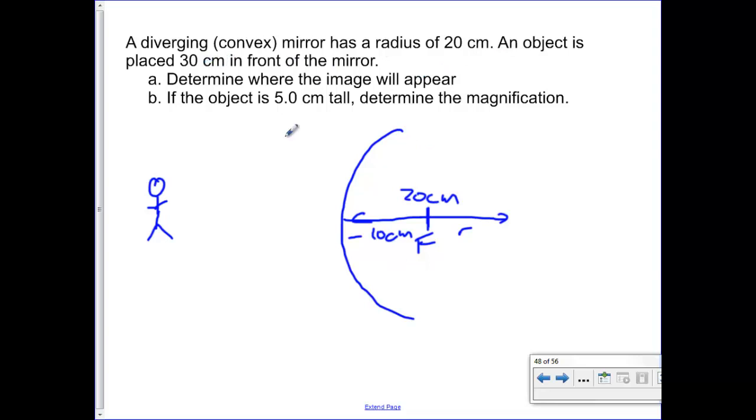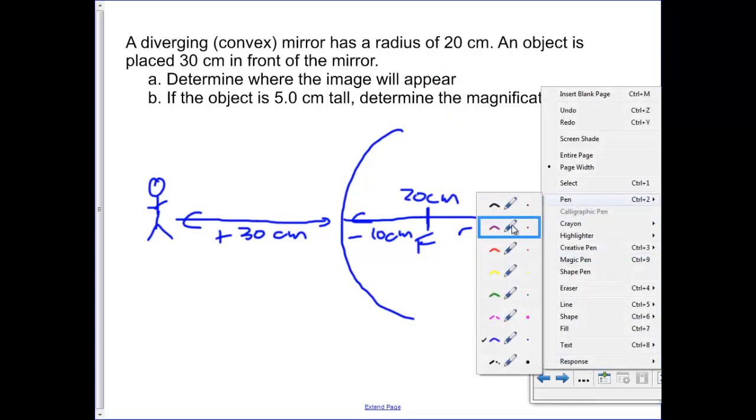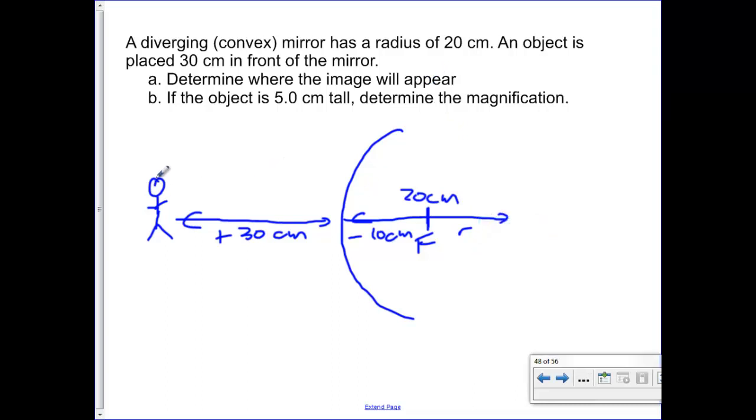Okay, then the object is 30 centimeters in front of the mirror. So I am 30 centimeters away, which is going to be a plus 30. So now my question is, where will the image appear? First I actually want to try to draw it out if I can. I'm just going to draw my head as to where that would be. So this right here would go like that, and then like that. Does that make sense how I'm drawing it?